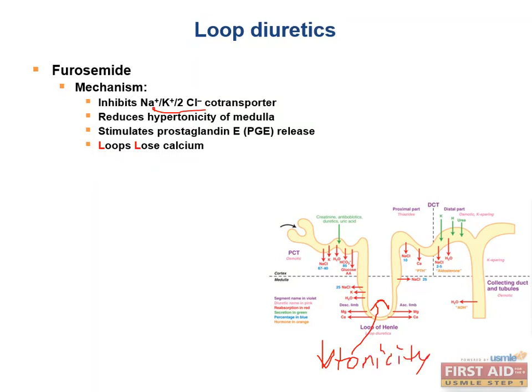So what will this do to the ability of the kidney to concentrate the urine? With reduced tonicity in the medulla, the kidney will not be able to concentrate urine using the countercurrent exchange multiplier, and therefore more dilute urine will be lost and more fluid will be lost in the urine.